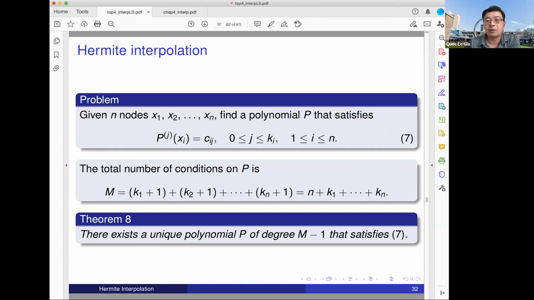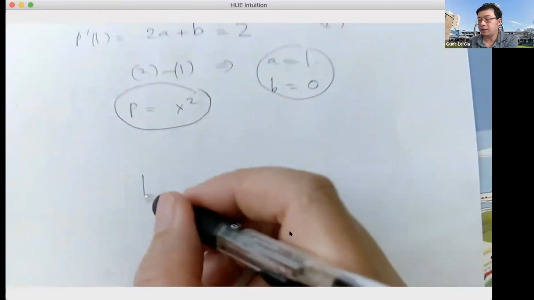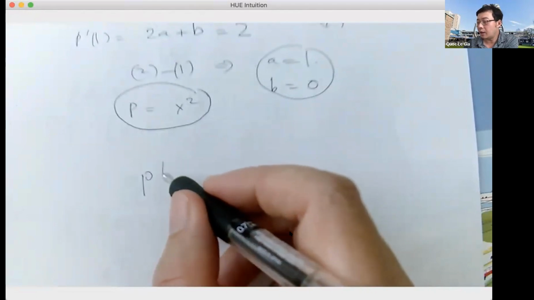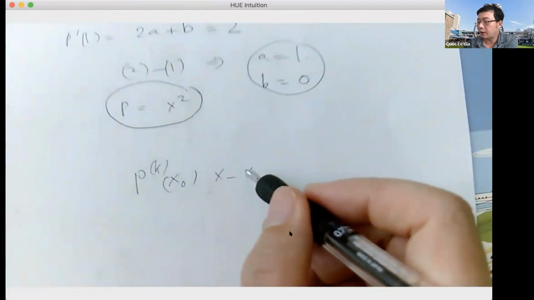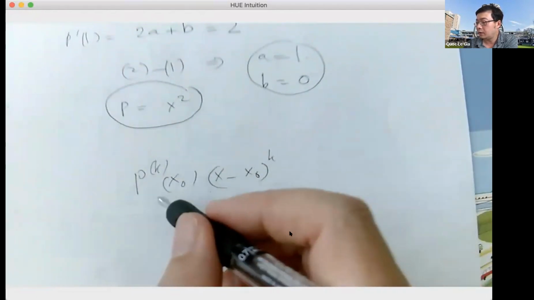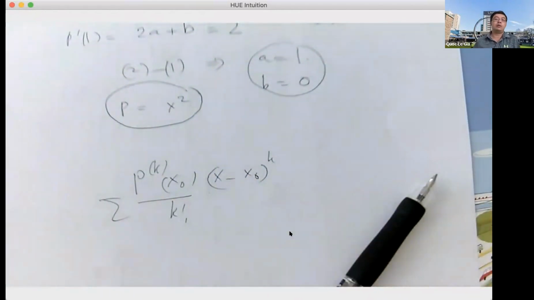So maybe let me write it down a bit clearer. Suppose you have derivatives at only one point. Then you have p. Yes, it's just a Taylor expansion. Yes, very good. So you just have x minus x0 to the k. So this is the Taylor polynomial. We are not going to study this further, but at least you know that if there is only one point, then it's just a Taylor polynomial, and that is a special case.